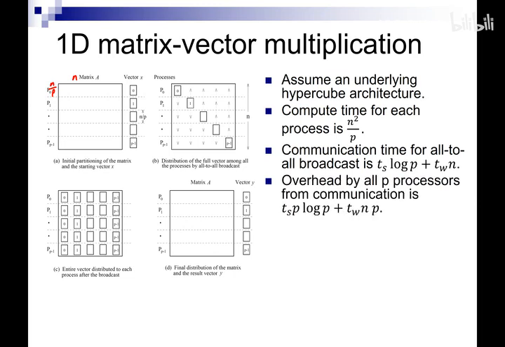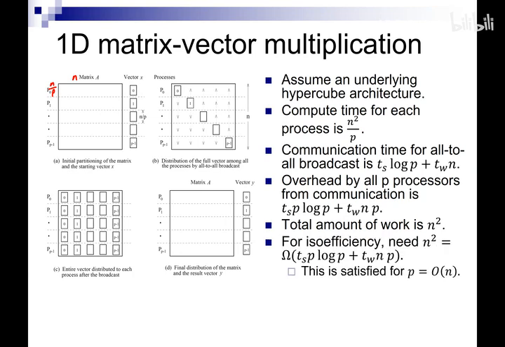Okay, so if you look at the total cost for all the processors for communication, it's just going to be this communication time times p. And the total amount of work, the computation that the processes are doing, is going to be p times this computation time over here. So it's going to be n squared.